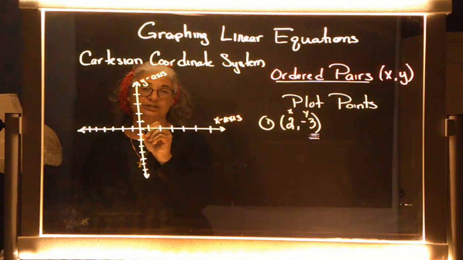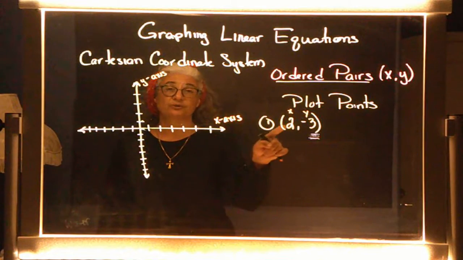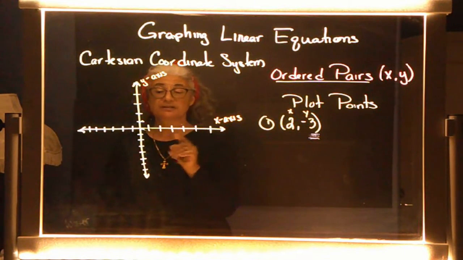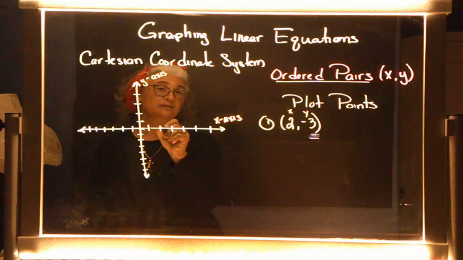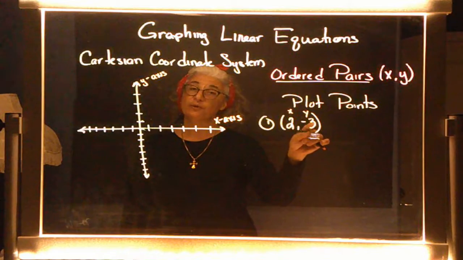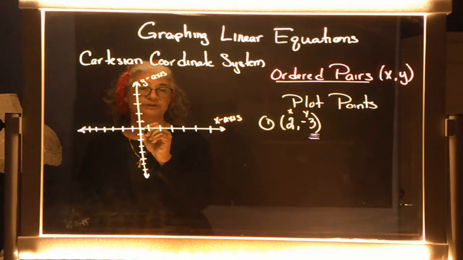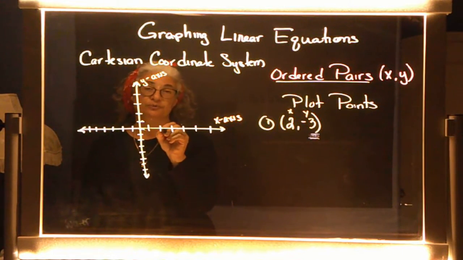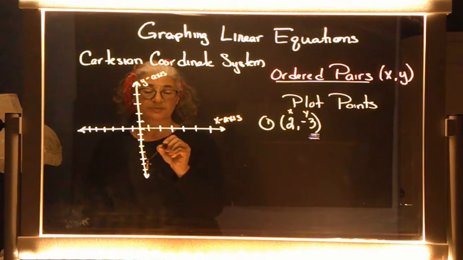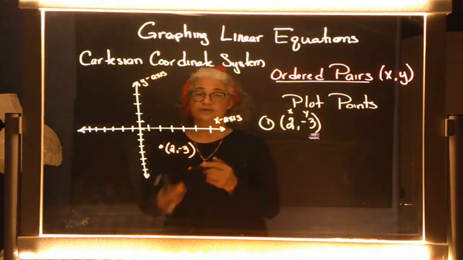So I'm starting at the origin, and the first number representing x tells me to go +2 on the x-axis, which means I'm going to go 2 to the right, because that's positive, correct? My second number says, now in the y direction, I want you to go -3 spaces. On the y-axis, I need to go in the negative direction, which is down. So from here, I'm going to go down 3 spaces. And so this is the resulting point, (2, -3).